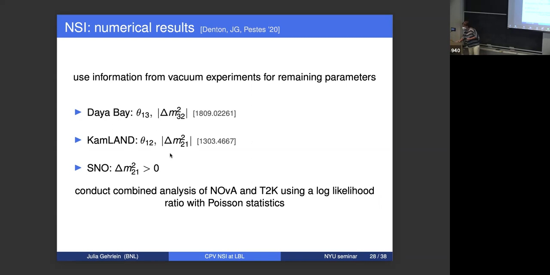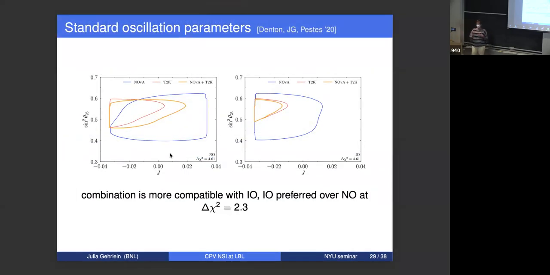So I can come now to the results we have obtained, first for the standard oscillation parameters. Here I show the results on the left side for normal ordering, on the right side for inverted ordering. The results are shown in the sine squared theta23 plane over the Jarlskog invariant. In blue, you see NOVA, and in red, you see T2K. And in orange, that's the combination of NOVA and T2K together. What you see from these two plots is that the combination of NOVA and T2K together is more compatible with inverted ordering. In fact, inverted ordering is preferred over normal ordering at a delta chi squared of 2.3.